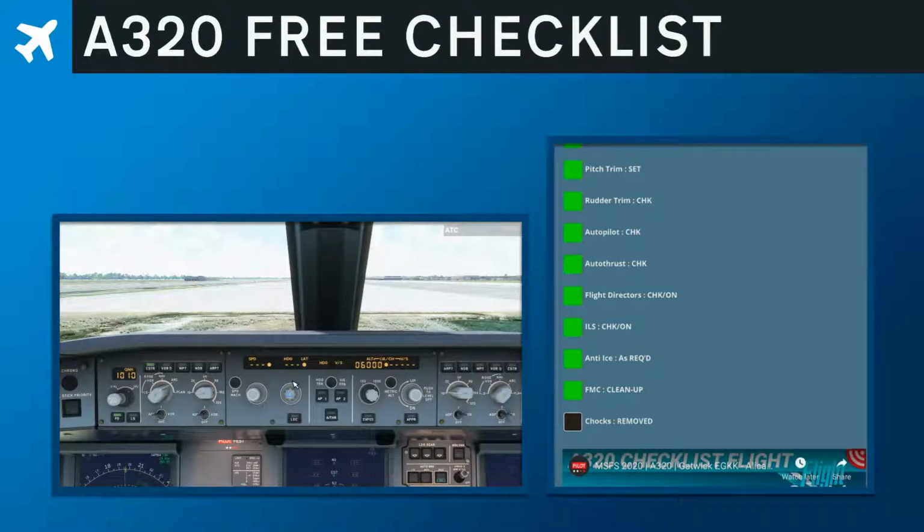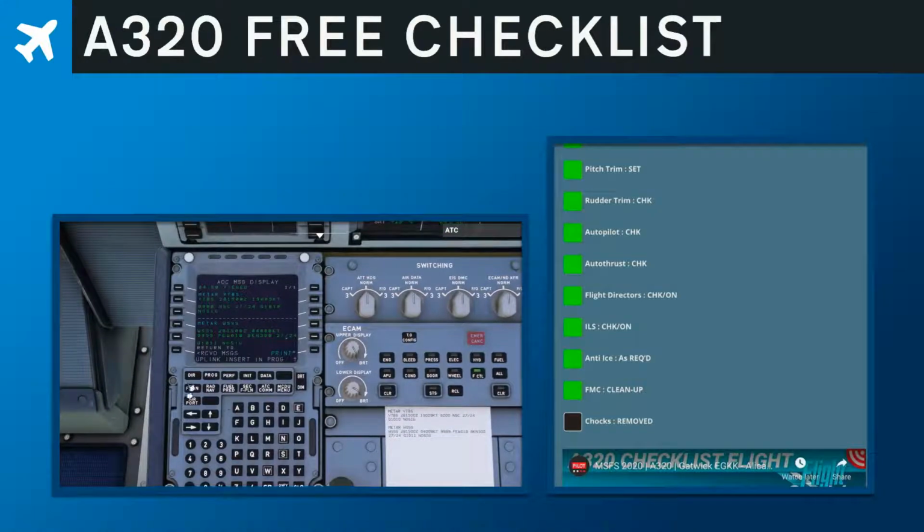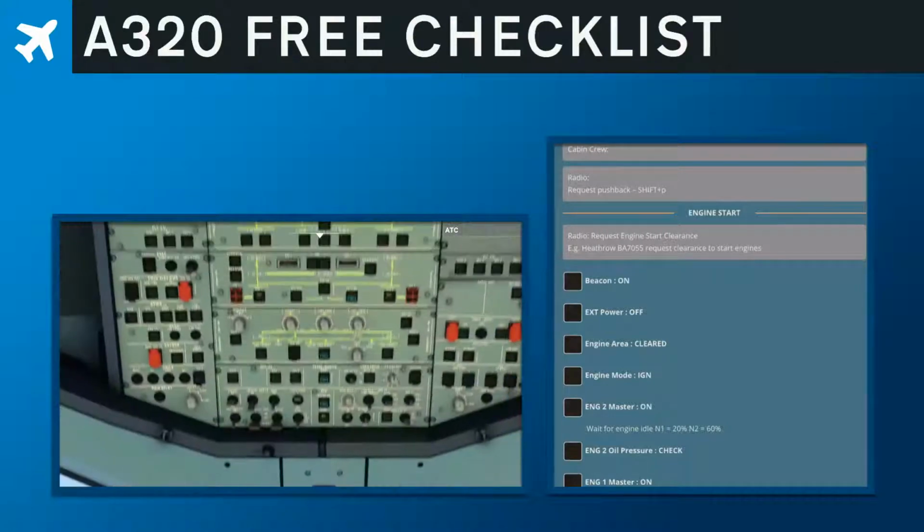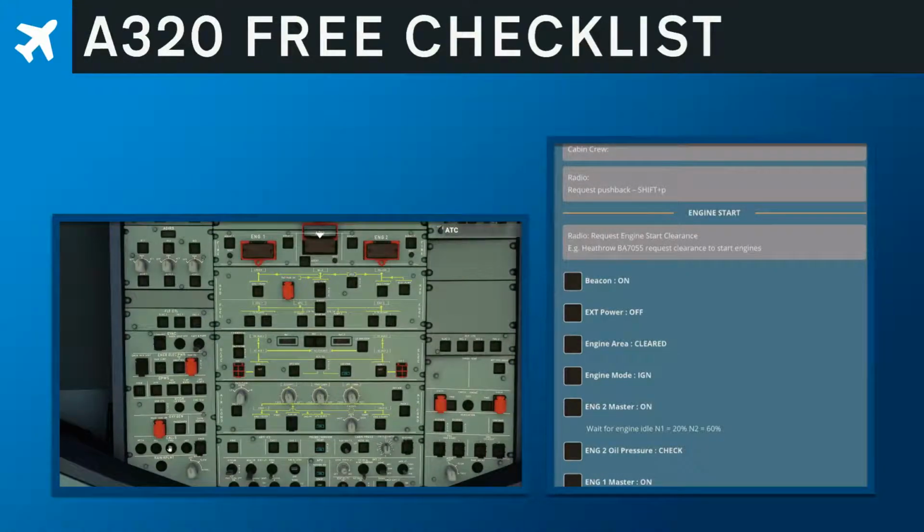FMC cleanup. So basically we just want to make sure that we go back to the flight plan here and that the first point is shown there. Okay, and we would now ask for chocks to be removed. So next step is cabin crew, which I think is this one. Need to get on top of that.